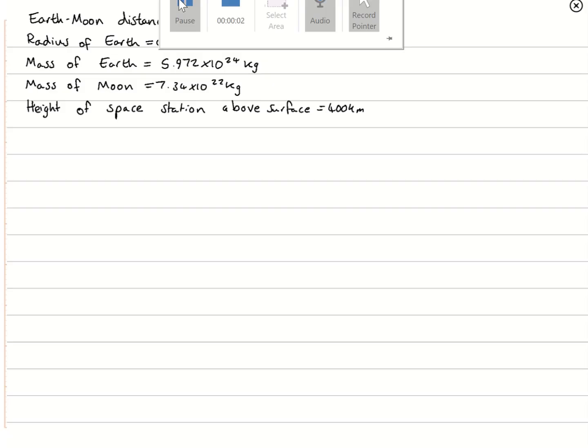Right, let's work the problem. So first of all, we need to find the distance of the space station from the Earth's center.